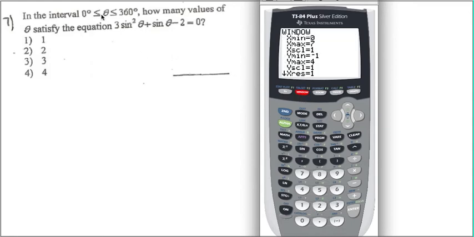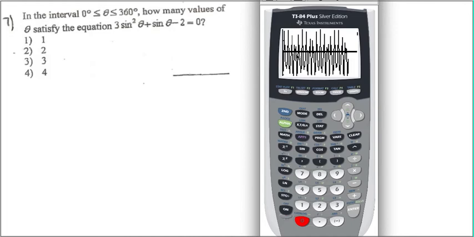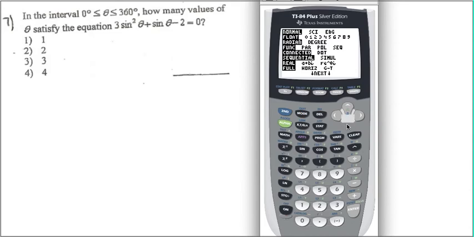Now I have to set the window from 0 through 360. Now I'm going to go for zoom fit to try to see the best picture, which is zoom number 0 here. Oh, we get to see this relatively ugly picture because we forgot to set the mode. Let's set the mode into degrees, and then we're going to graph it one more time.